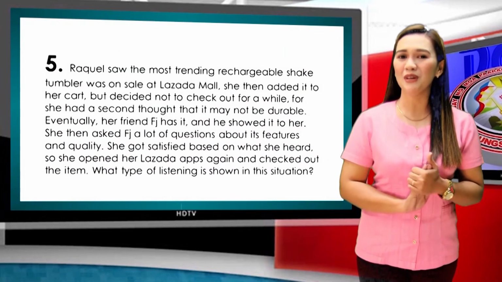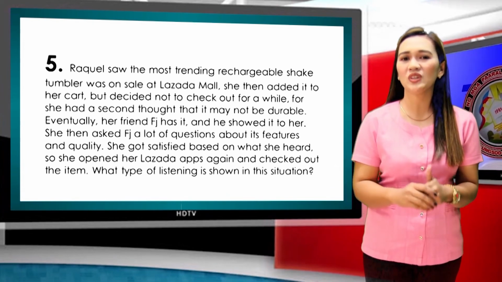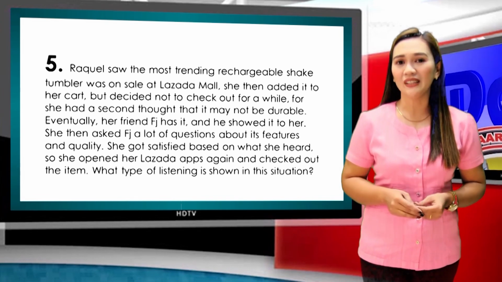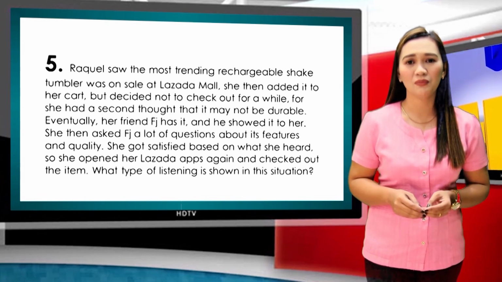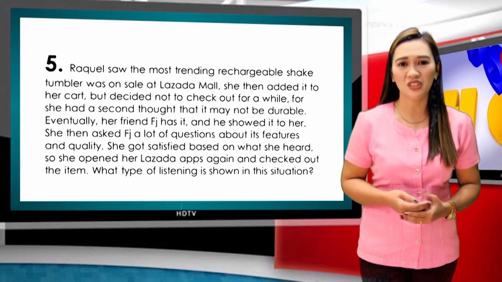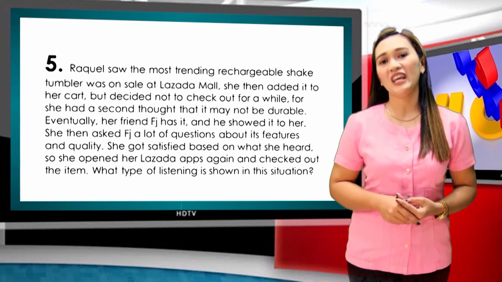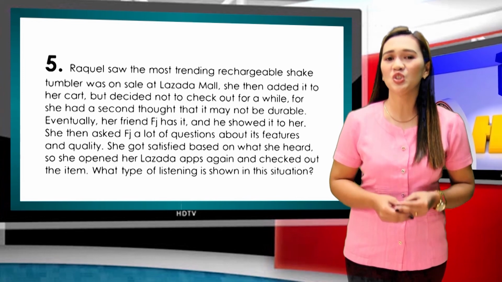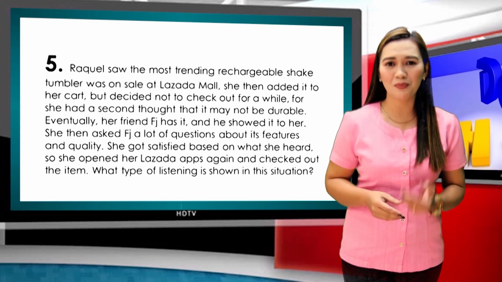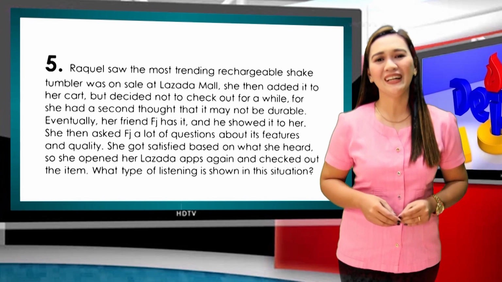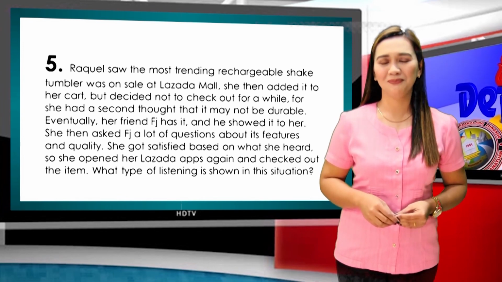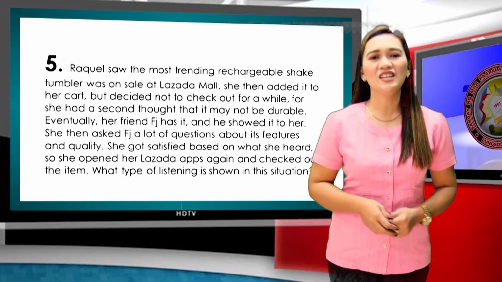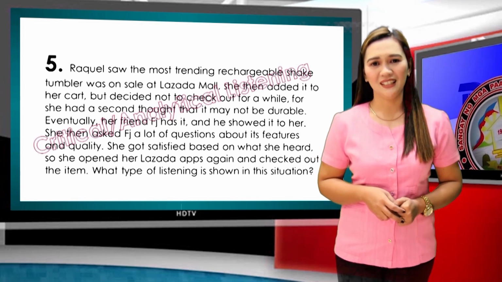And for the last item, number 5, Raquel saw the most trending rechargeable chic tumbler was on sale at Lazada Mall. She then added it to her cart, but decided not to check out for a while, for she had a second thought that it may not be durable. Eventually, her friend FJ has it, and he showed it to her. She then asked FJ a lot of questions about its features and quality. She gets satisfied based on what she heard. So she opened her Lazada app again and checked out the item. What type of listening is shown in this situation? Absolutely. The answer is critical or analytical listening.